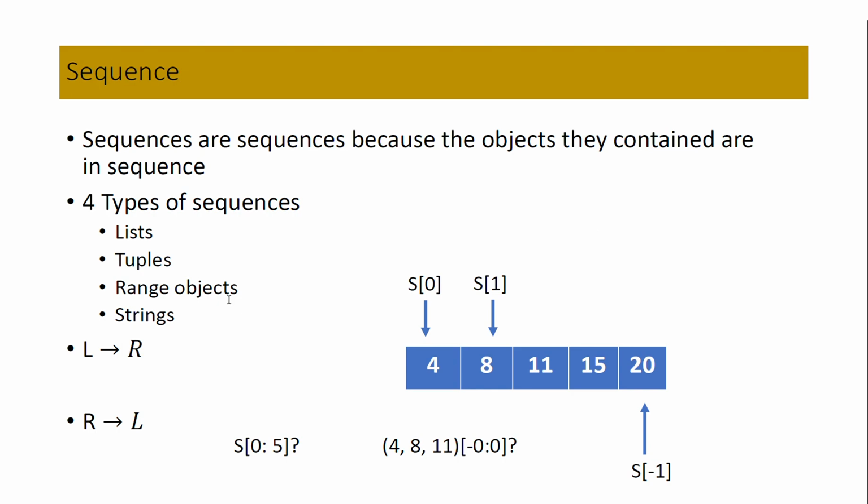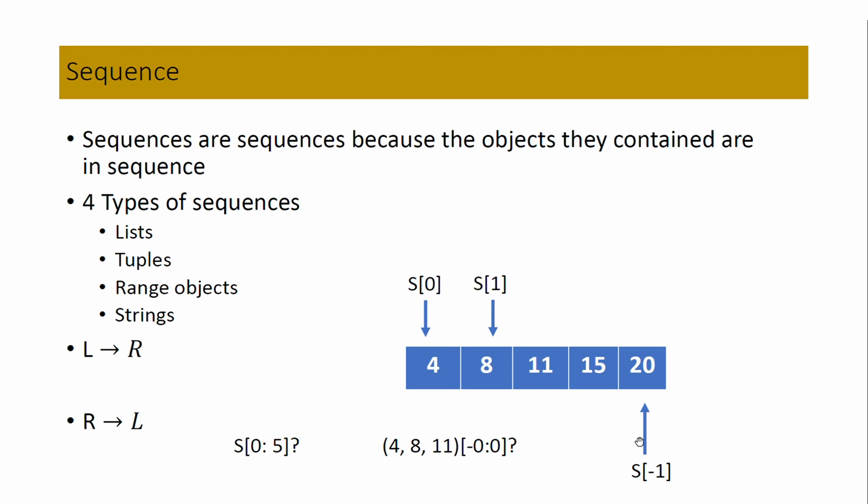So sequences are sequential because the objects are contained in a sequence. There are four types of sequence: list, tuple, range object, and string. They are indexed from left to right, or right to left. For example, the first position is usually 0, the second is 1. So 0, 1, 2, 3, 4.